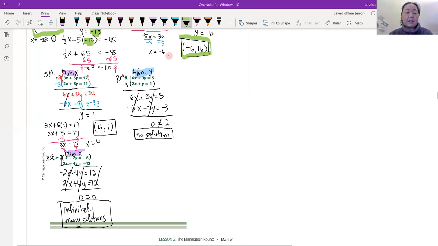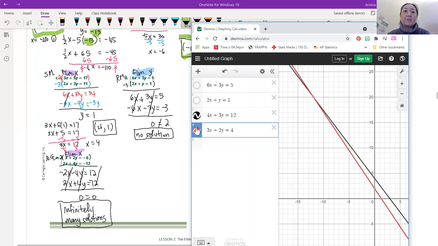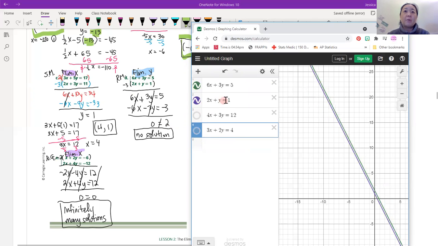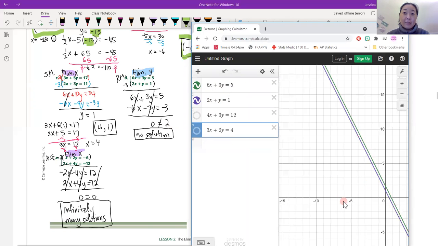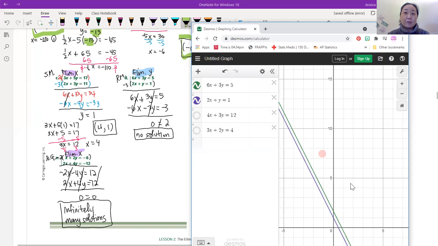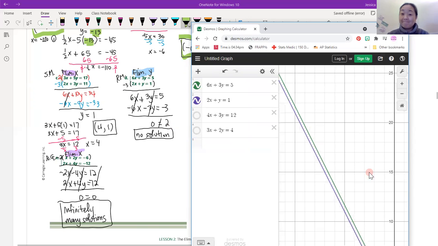So if we were to graph these, this is what it would have looked like. So this is what was here before. This is your 6x plus 3y is equal to 5. This is your second equation right here. And notice they're parallel. Are they ever going to cross? If they're never going to cross, and if I ask you, well, where do they cross? You'd be like, they don't. And so that's what we call no solution. There is no point that works for both of these two equations. You're not going to find it.